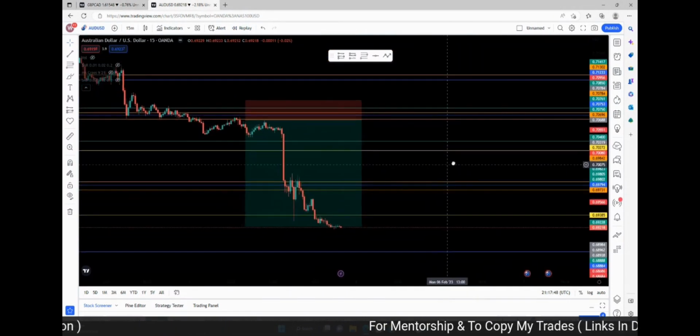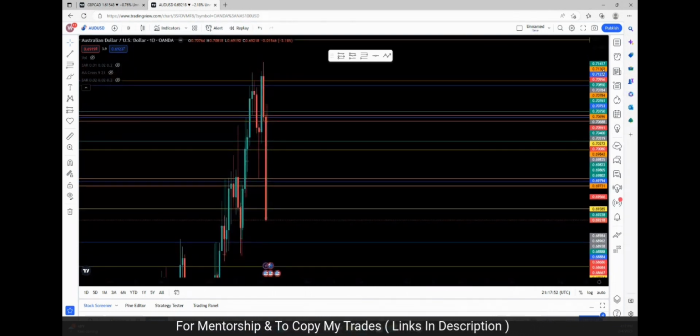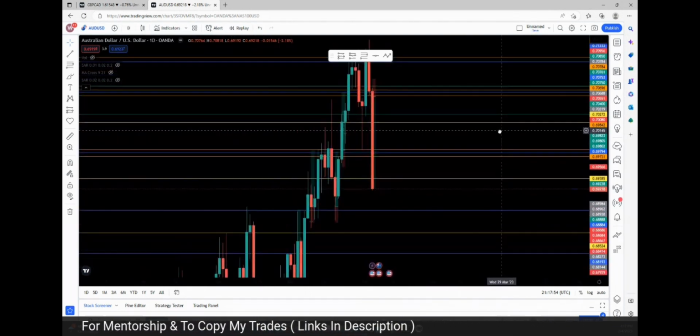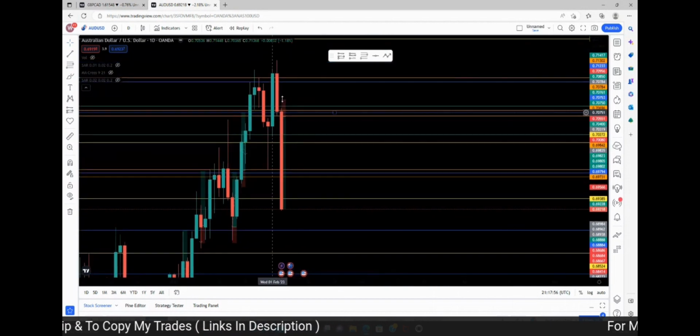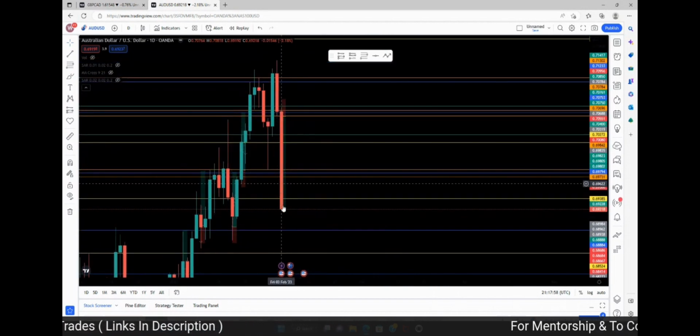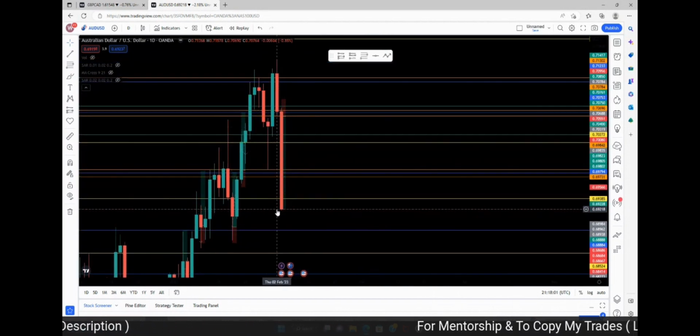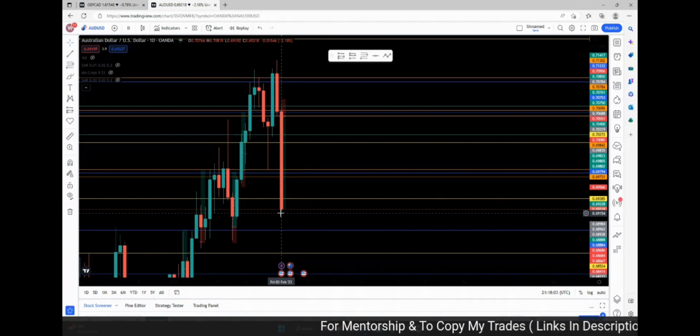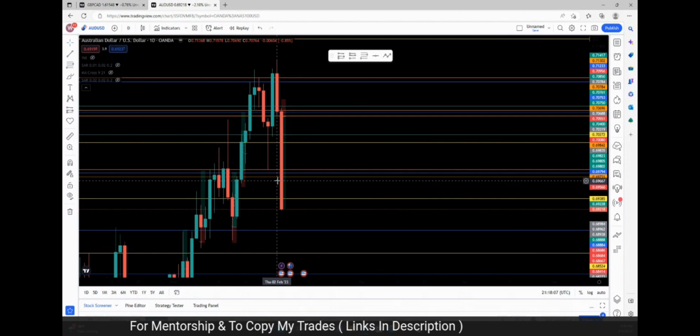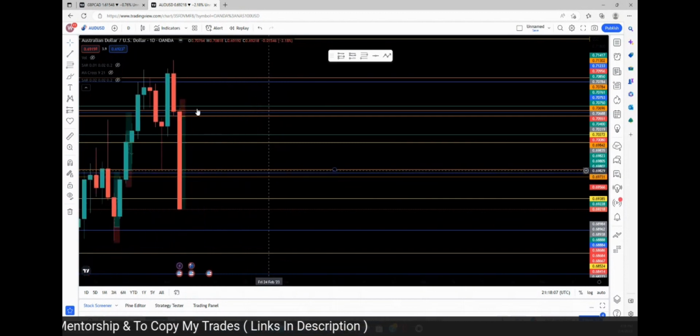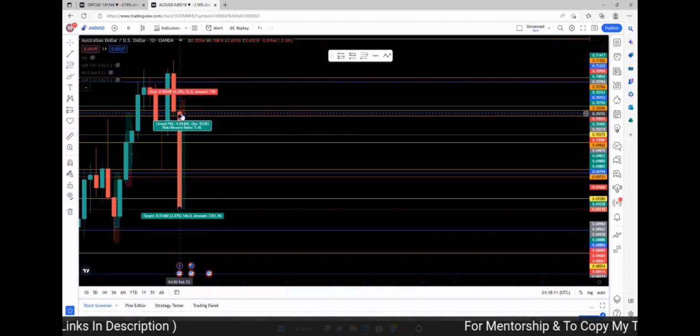Now, AUDUSD, same thing. Look at this huge daily candlestick. We caught this entire wave down. Huge, huge move. This move right here was a 130 pip drop. And we literally entered right here. So we caught the entire daily candlestick down. The entire daily candlestick.